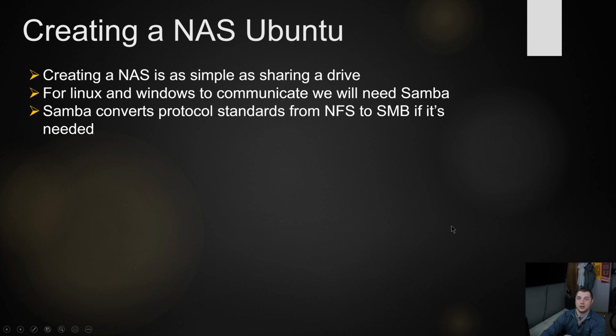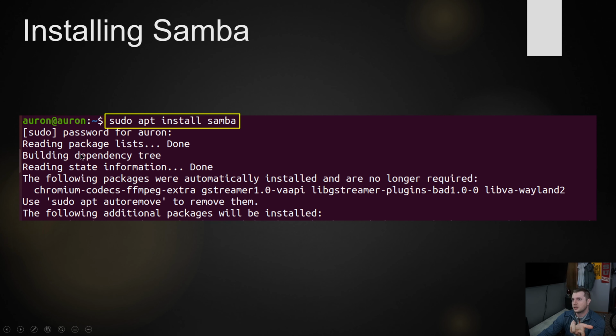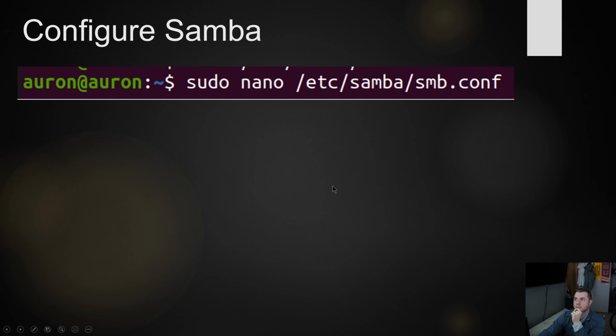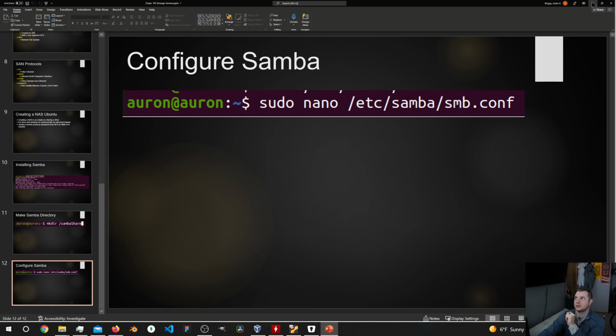Creating a NAS in Ubuntu. We're going to actually do this example in a few minutes. The steps are installing Samba, making a directory, and creating a Samba share. I like dedicating a folder to a Samba share because you don't necessarily want to share the entire thing. However, in this example, I'm going to share the entire home folder. Then configure. Great, awesome. Let's go ahead and do that now.